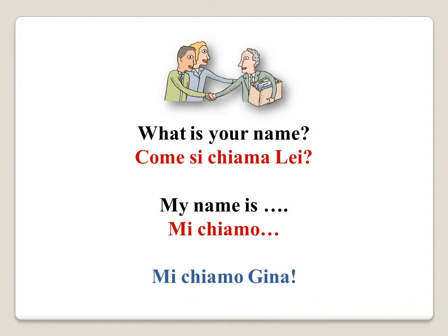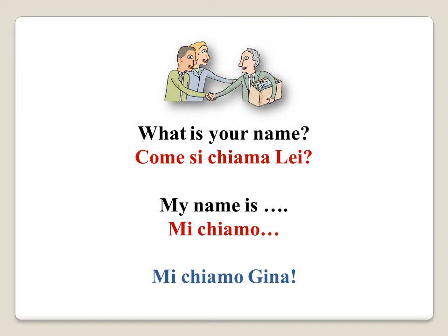A very basic meet and greet question is, what is your name? This is how you ask that question in Italian using the formal you form of the verb. Come si chiama lei? As mentioned previously, this is one of those rare situations in which the interrogative word come will translate as what.